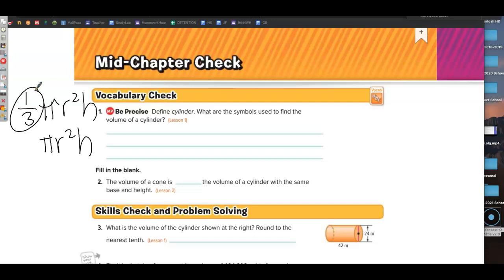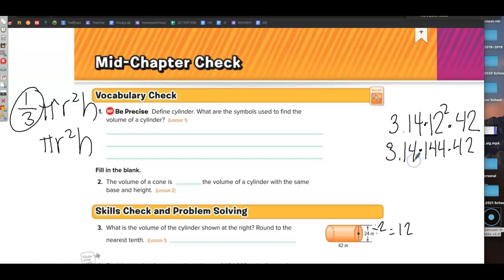So then how do I find the radius? So what is the radius? Good. So then I would take 3.14 times 12 squared times, what is the height, Sahara? 42. Okay, what do I have to make sure that I do first, Addie? 12 times 12, which is 144. Good. And then I can multiply everything else.